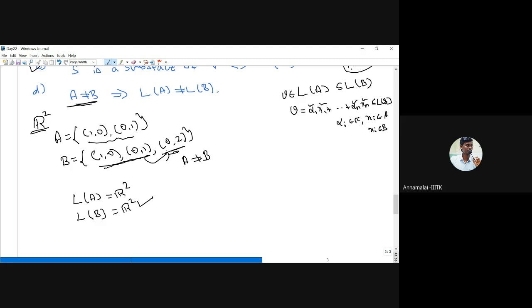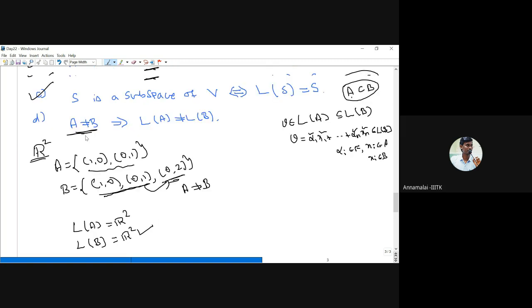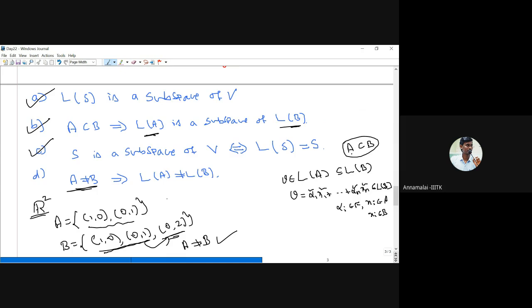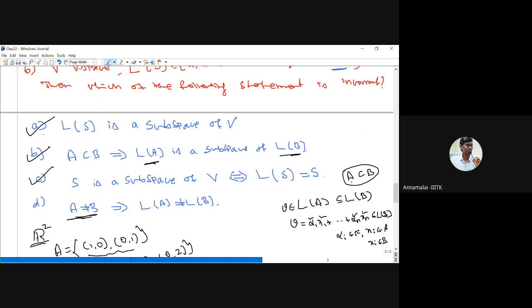Therefore, L of B is also R2 because B contains the basis elements, namely (1, 0) and (0, 1). Then L of A and L of B are both equal. Therefore, these two sets contradict the last statement: A is not equal to B, but we get L of A equal to L of B. Therefore, they are asking for the incorrect statement. These are all correct statements. The last one is the incorrect statement.